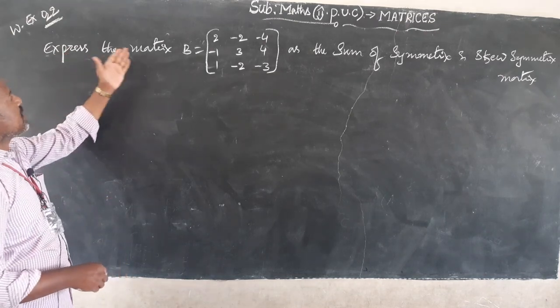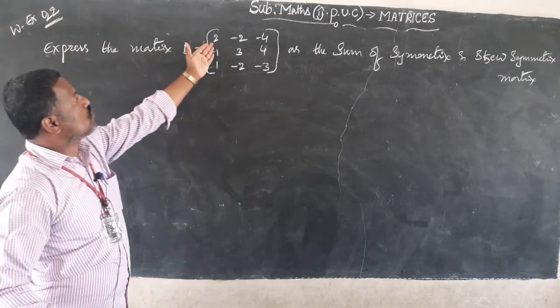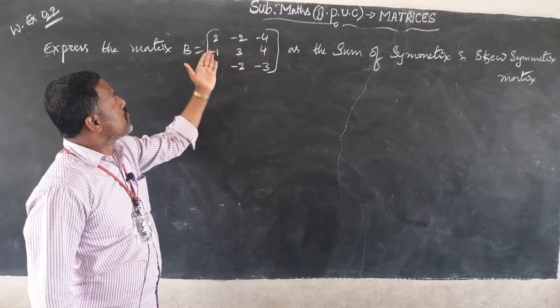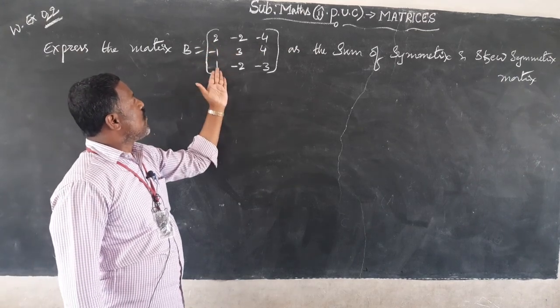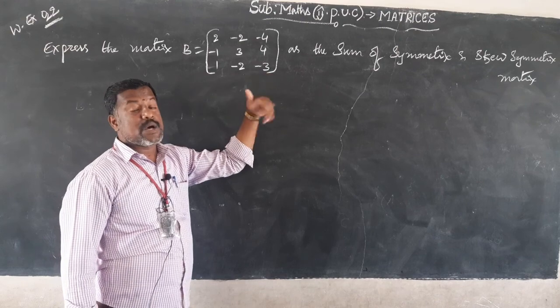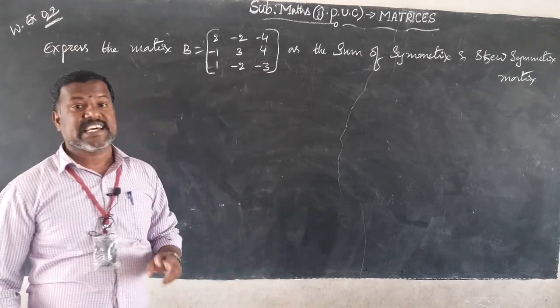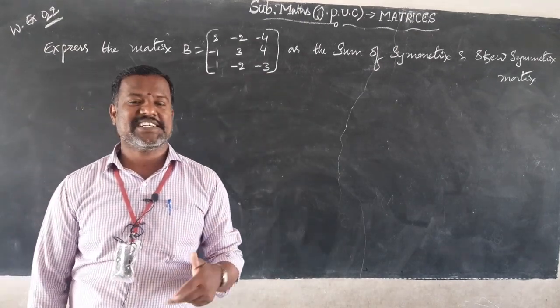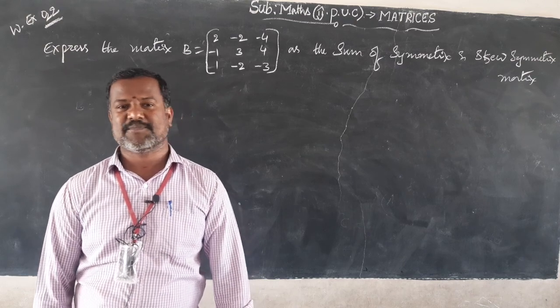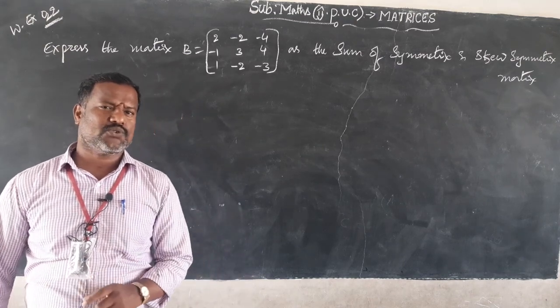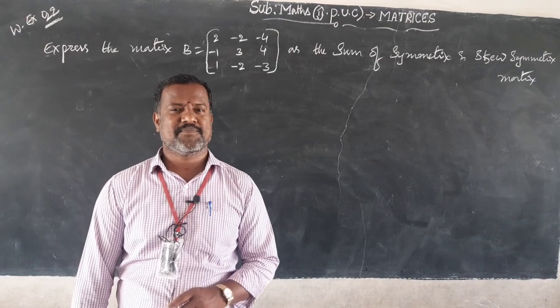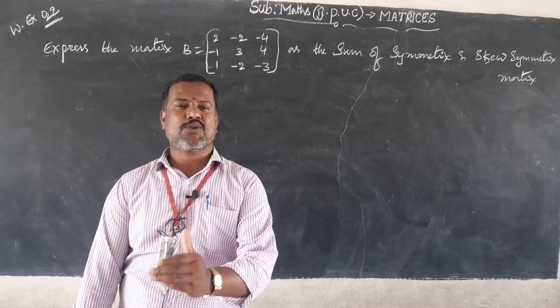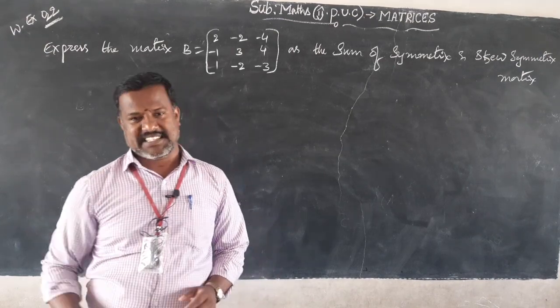So here we have the matrix, that is 2 minus 2 minus 4, minus 1 3 4, 1 minus 2 minus 3. We have to express this matrix as a sum of symmetric and skew symmetric matrix. Children, here I would like to tell you that as is the question, so is the answer.